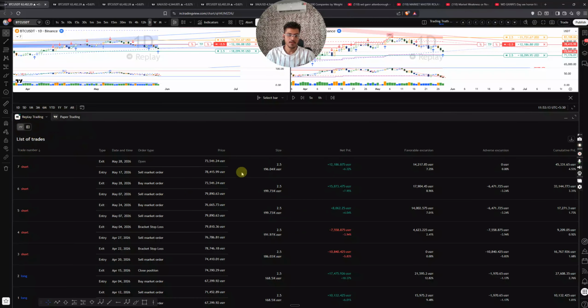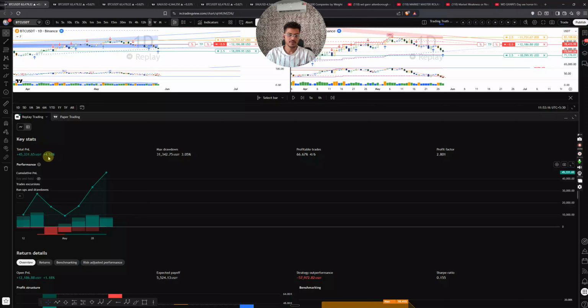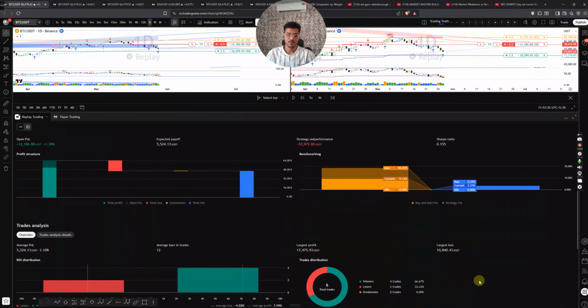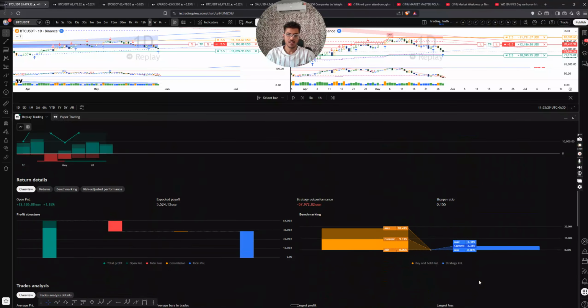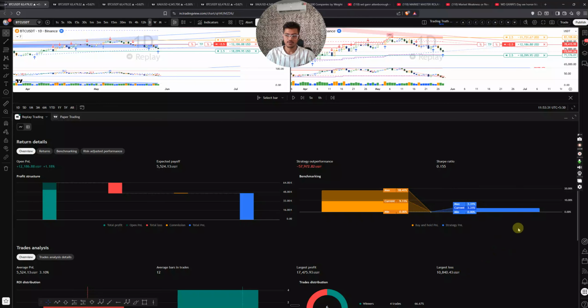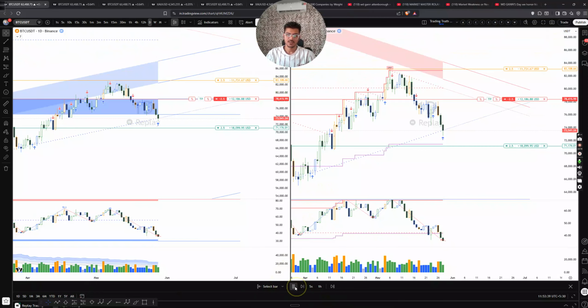How much? $45,000 in profit. Profitable trades 66%. Profit factor 2. Max drawdown 3.05%. All right, Sharpe ratio 0.15. All right, let's increase that.